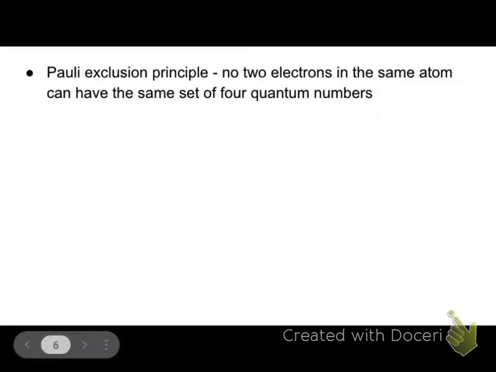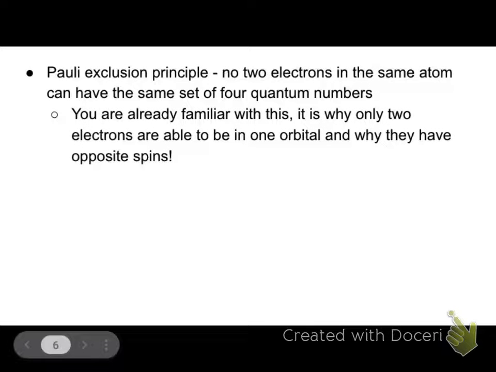Next up is the Pauli exclusion principle. Okay? This says that no two electrons in the same atom can have the same set of 4 quantum numbers. You are familiar with this, whether you realize it or not, because it's the reason we've been talking about electrons in the same orbital having opposite spins. They can't have the same 4 quantum numbers. If they're in the same orbital, all of their quantum numbers are the same except for their spin quantum number, which will be different. And that is because of the Pauli exclusion principle. They cannot have the same 4 quantum numbers.